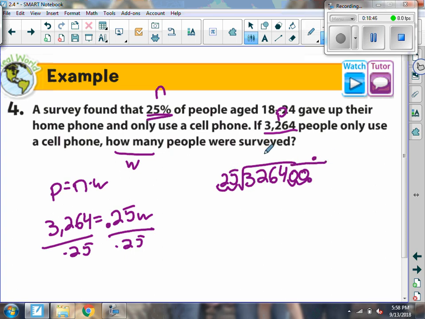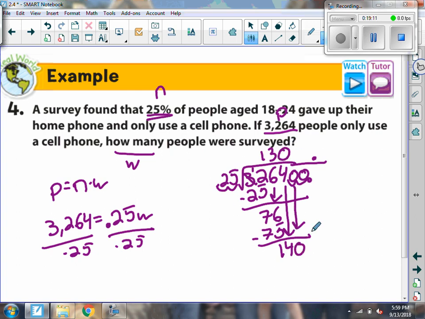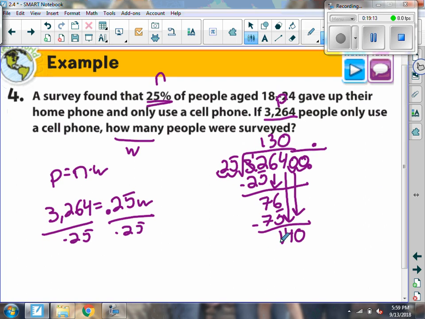25 goes into 32 one time. So I have to carry my 1. 12 minus 5 is 7. I'm going to bring down my 6. 25 goes into 76 3 times. That's 75. 76 minus 75 is 1. I'm going to bring down this 4. 25 goes into 14 0 times. So I have to bring down a 0. 25 goes into 140 5 times. That's 125.